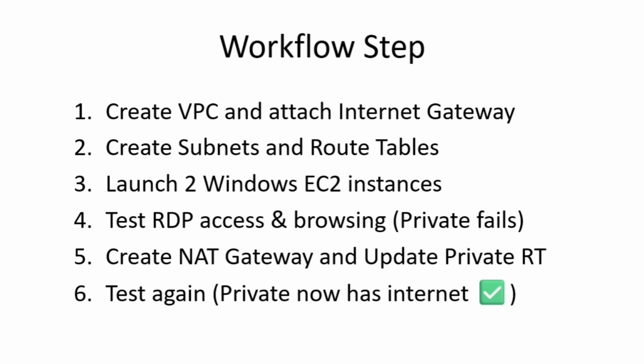Step 5. Create NAT Gateway and update private route table. Create a NAT gateway in the public subnet, assign an elastic IP, and update the private route table to route outbound traffic through it. Now, private instances can securely access the internet. Step 6. Test again. RDP back into the private instance, refresh a web page, and confirm internet access. The NAT gateway is working perfectly, providing secure outbound connectivity for private resources.